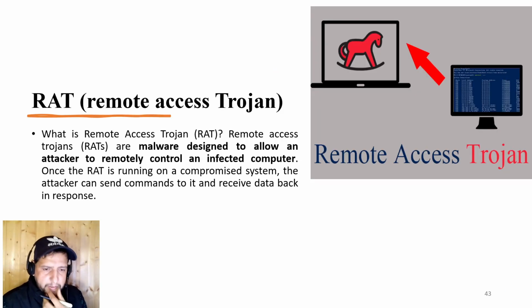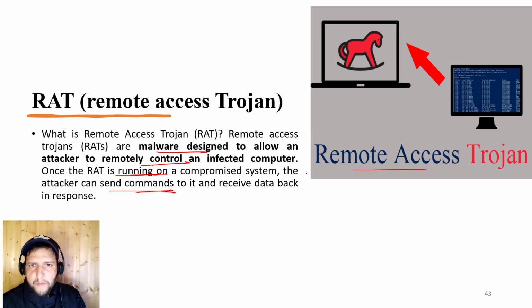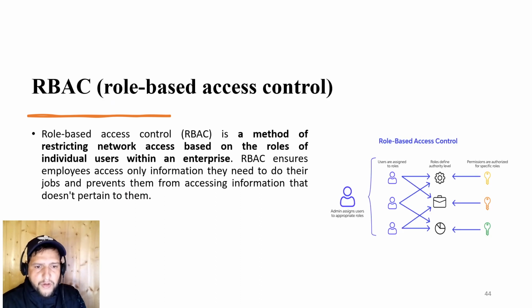RAT is your remote access Trojan. So what is a RAT? These are malware designed to allow an attacker to remotely control an affected computer. Once a RAT is running on a compromised system, the attacker can send commands to it and receive data back in response, like a remote control. So when you download most of the games, it might download a RAT on your computer.